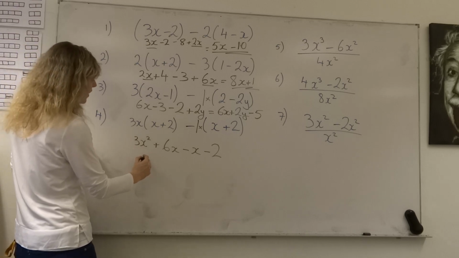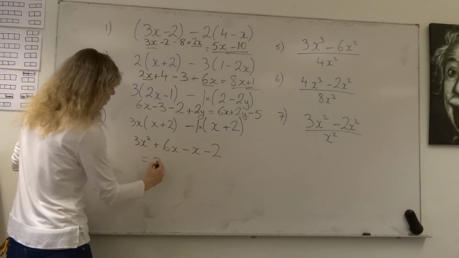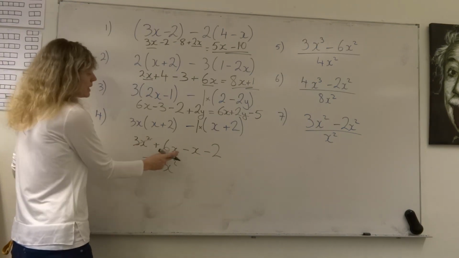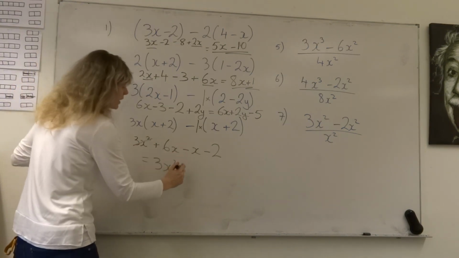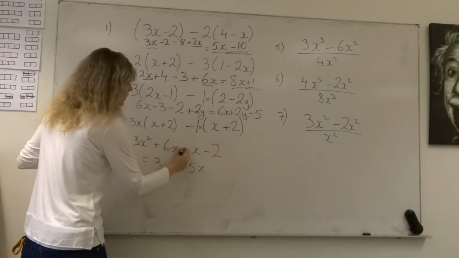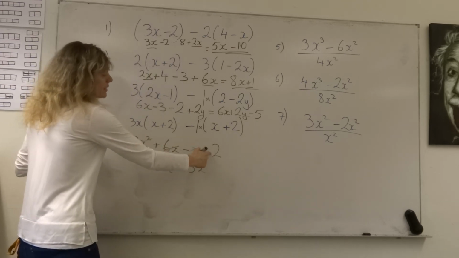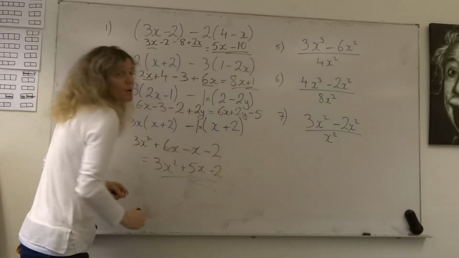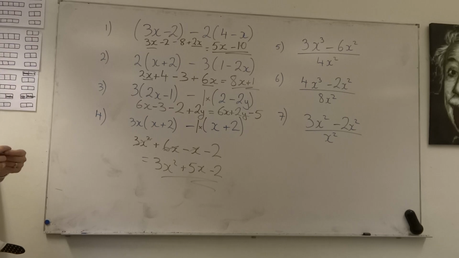We can now simplify this expression. If we start with our x squareds, 3x squared, we can't do anything with that. 6x minus 1x will give us plus 5x left. We've done these two now. And at the end, we just finish off with minus 2. So that one is simplified as much as we can now as well.